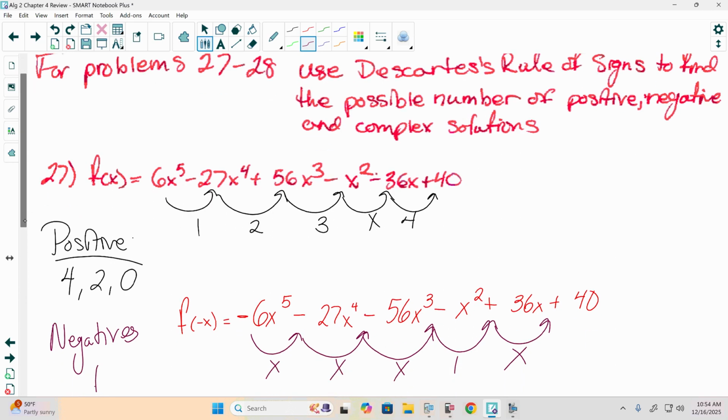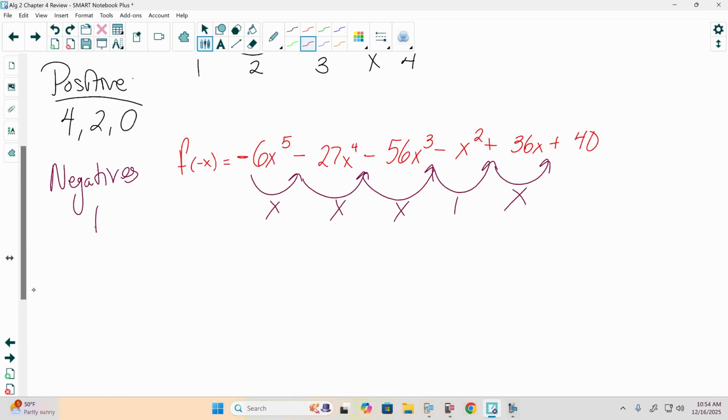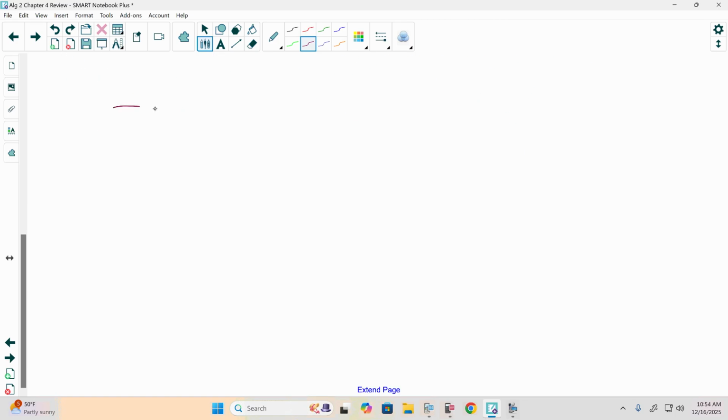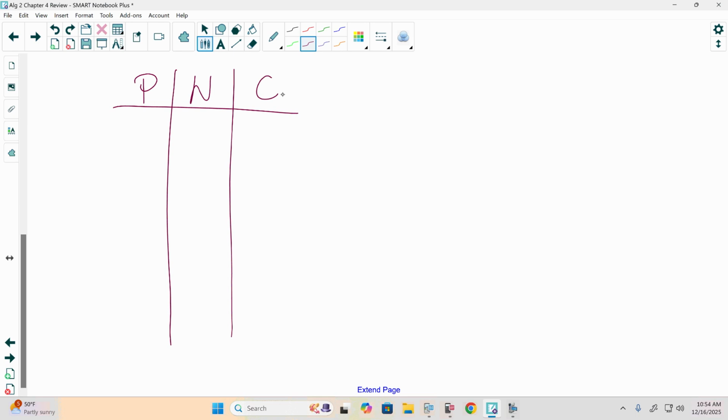Questions on how we found the number of positives and negatives? Now we need to arrange these: positive, negative, complex. Really, we're grouping how many positive, negative, and complex can show up in a solution. Each of the rows is one of the options that we could have for our solution set, the set of numbers that makes the function equal 0.